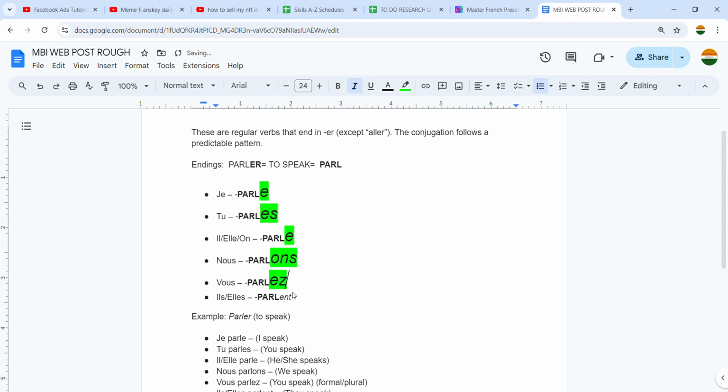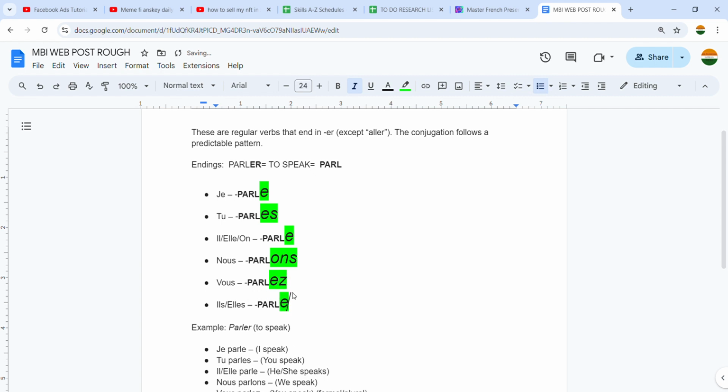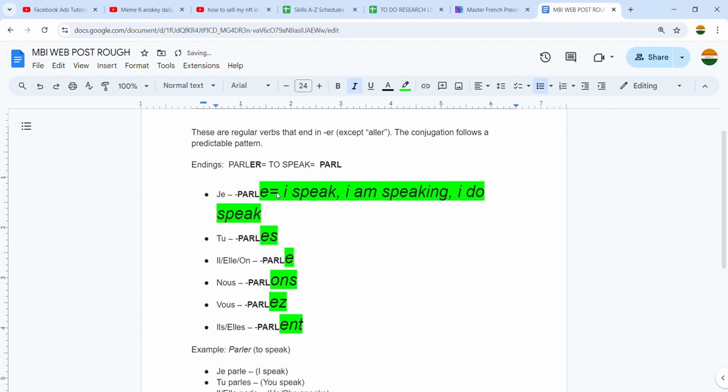So these are the conjugation endings. So the first you will say je parle, which means I speak, I do speak, or I am speaking. Right? I do speak. So you need to remember all these things, right, guys?